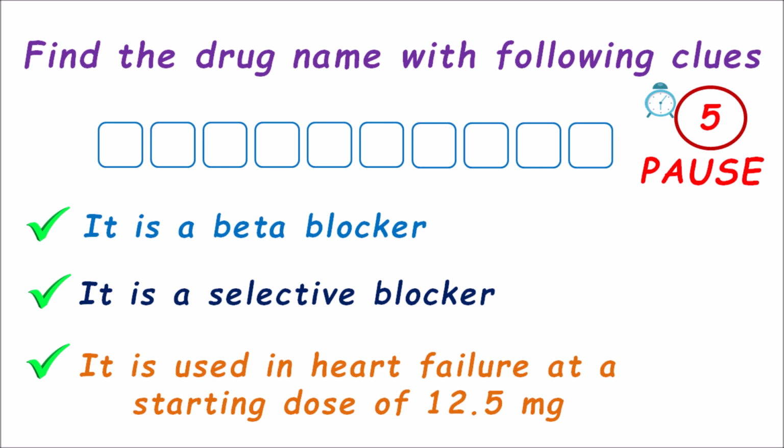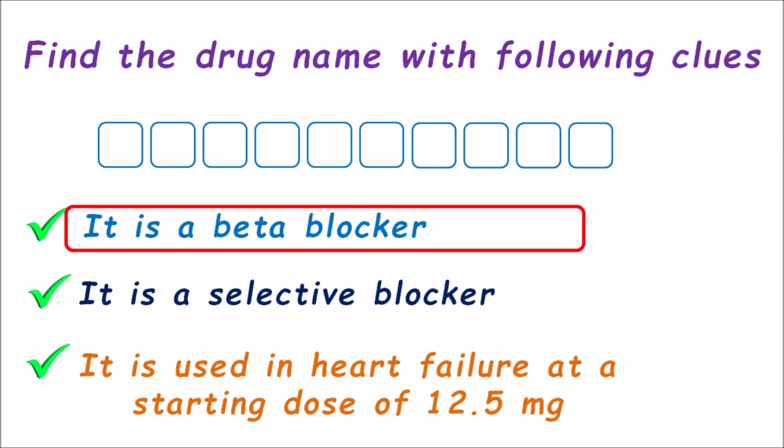Now let us see how we can solve this puzzle and learn new concepts about beta blockers. If we go with the first statement, it is a beta blocker. Since beta blockers have the suffix olol, we can fill the suffix with the letters OL. All the beta blockers have the suffix olol except a few beta blockers with an additional category of activity. For instance, sotalol is a potassium channel blocker with beta blocker activity. That's why it has the suffix alol instead of olol, because it is not a pure beta blocker.